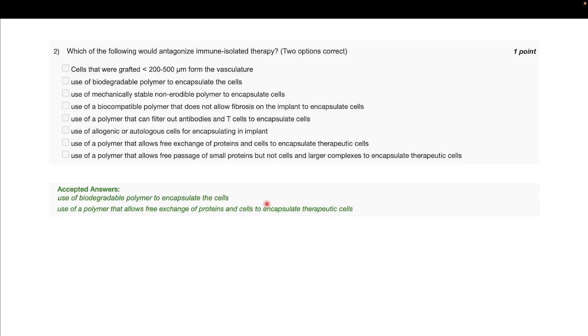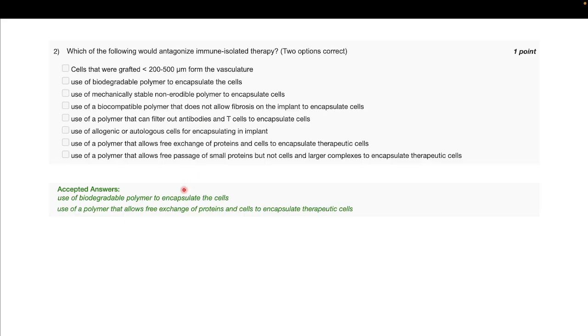So the correct answer is use of biodegradable polymer to encapsulate the cells, or use of a polymer that allows free exchange of proteins and cells to encapsulate therapeutic cells. So we were discussing immune isolated therapy. The whole point of immune isolated therapy is to isolate the therapeutic cells, the cells that are going to produce the therapeutic protein, from the patient's immune system.